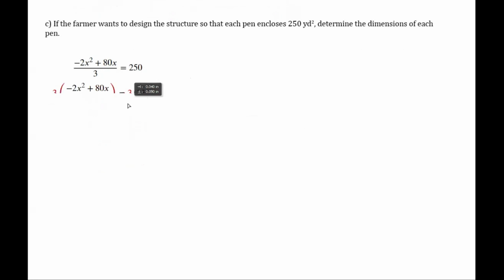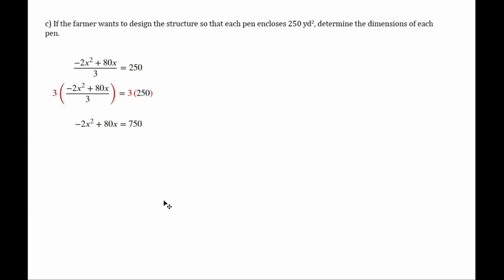I do not like that I have a big old fraction here. So what if we multiplied every term by 3? On the left here, the 3's will cancel. And over here on the right, 3 times 250 is 750. So this is going to make it a little bit less hideous. And we're going to get negative 2x squared plus 80x equals 750.